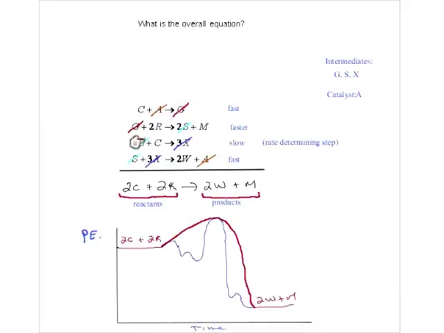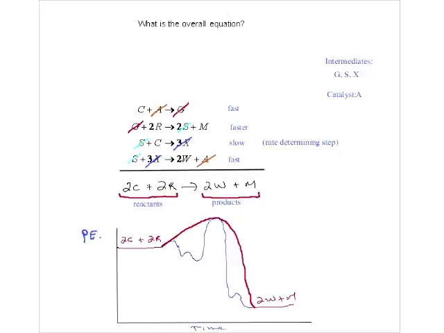All of these guys were crossed out, but if you look at G, G was produced and then consumed. It disappears. S was produced and then consumed. It disappears. X was produced and then consumed. It disappears. Look what's happening to A. Even though we crossed out A, it was consumed in step 1, but then it was recycled again in step 2.